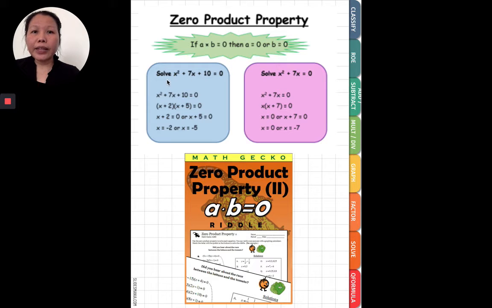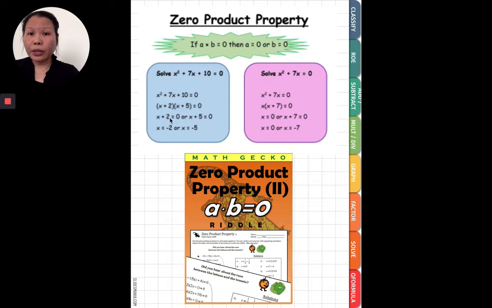You can see in the blue box example, we have the trinomial. We start off with factoring and we get two parentheses: x plus 2 times x plus 5. When we factor, we get something multiplied by something, and (x plus 2)(x plus 5) equals 0. One of these can be 0 or both of them can be 0, and that is why we are going to split and set each of these parentheses equal to 0 and solve for x.